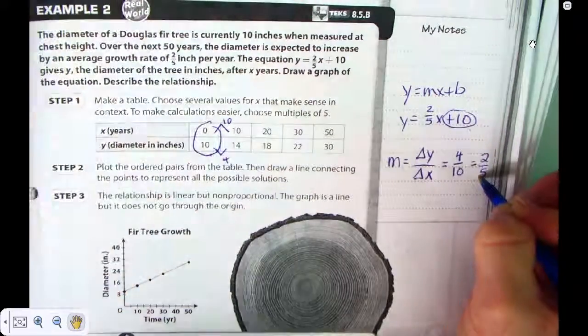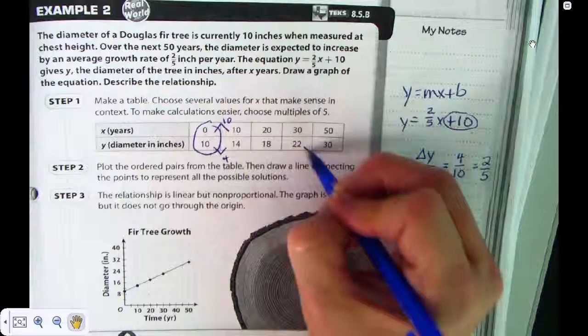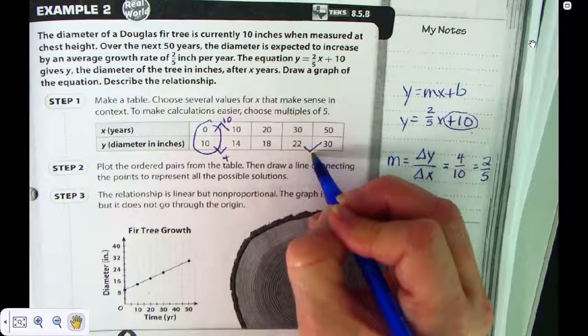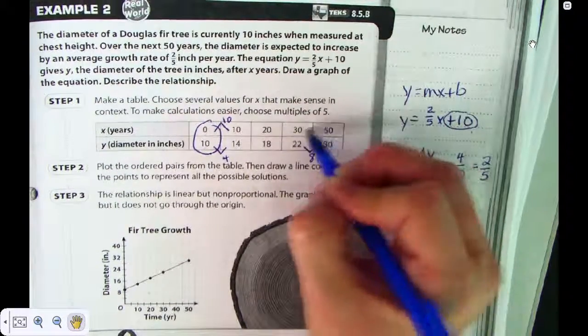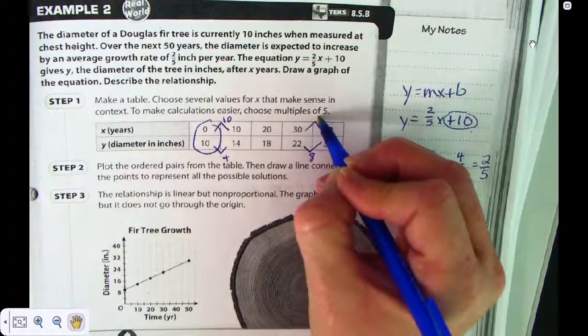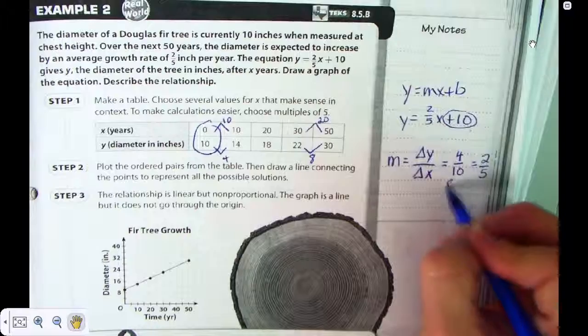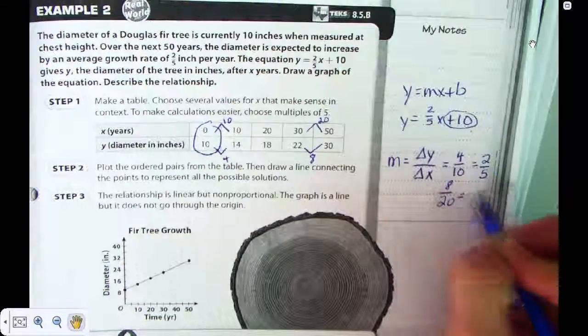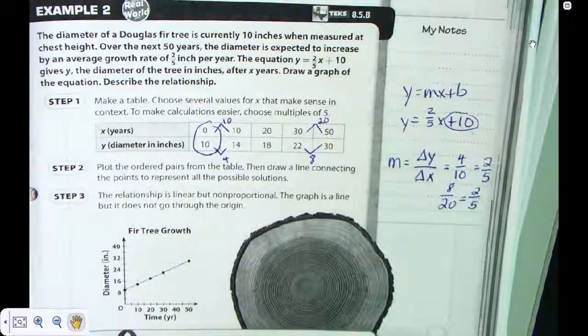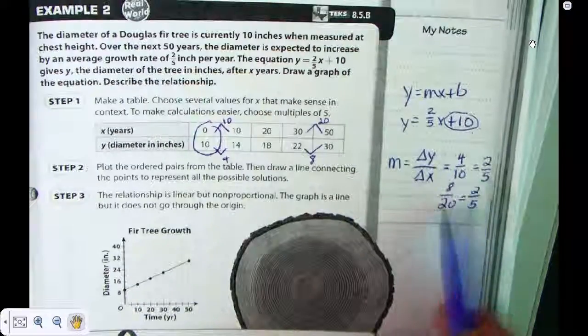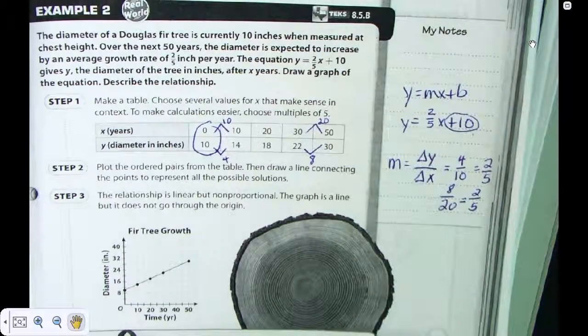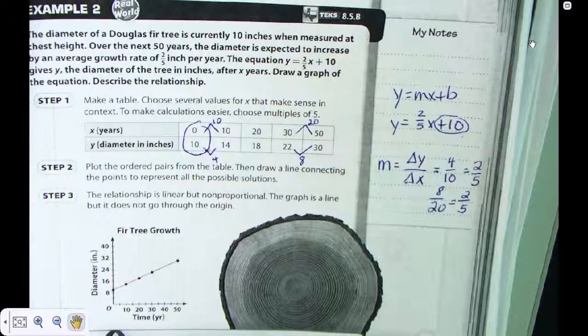Now, I want to do one more just to show you something. What does that go up? 8, and that goes up from 30 to 50? 20. And so 8 over 20, does that reduce to 2/5? It should. Divide by 4, divide by 4. Very good. You see how they got 2/5 as the slope?